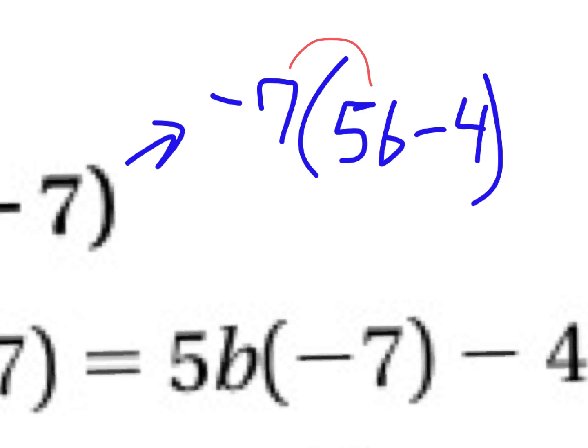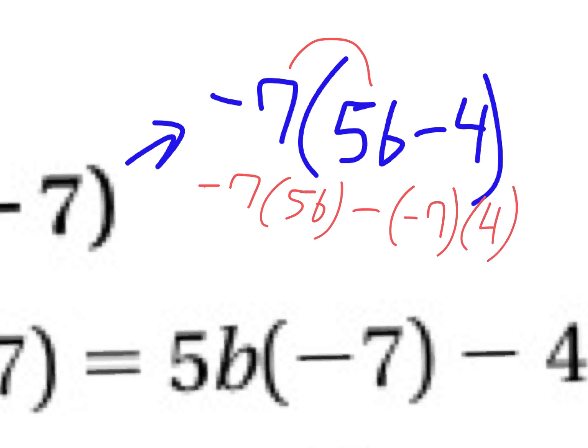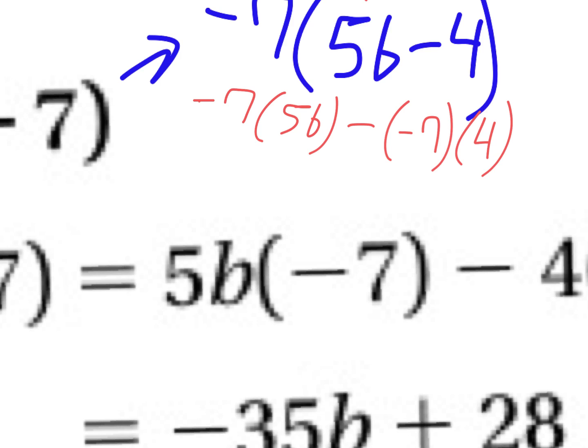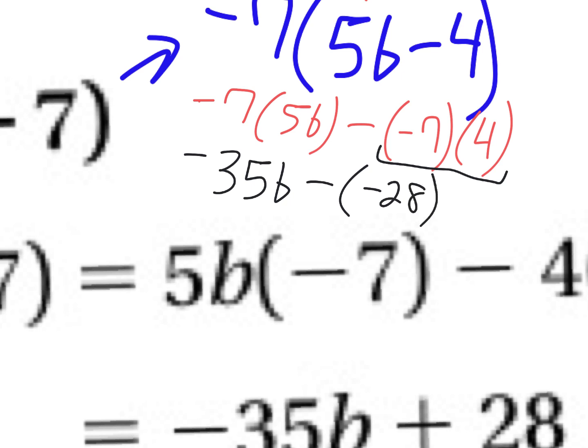Okay, so then we would be doing -7 times 5b minus -7 times 4, or however you want to do that. There's different ways with the signs. You can look at that one. But anyway, this would be -35b and minus, this would be -28. We don't want to leave minus a negative. You can add the opposite there, and that's really the same as plus 28.